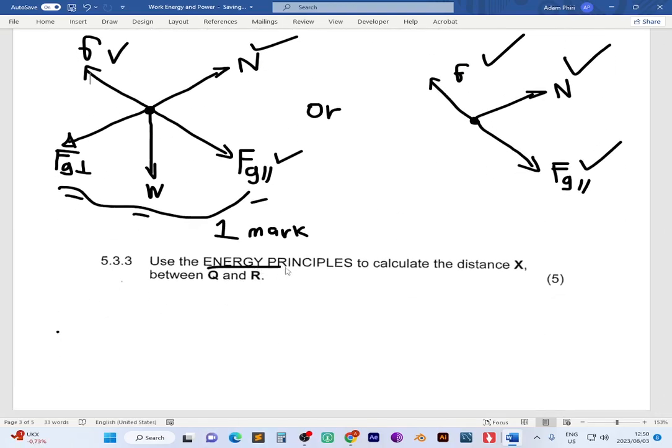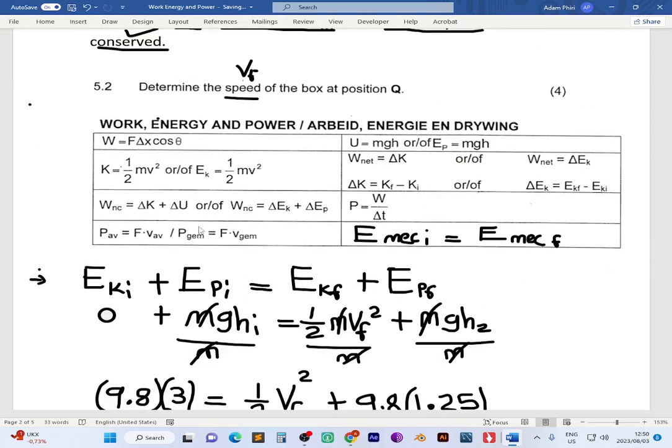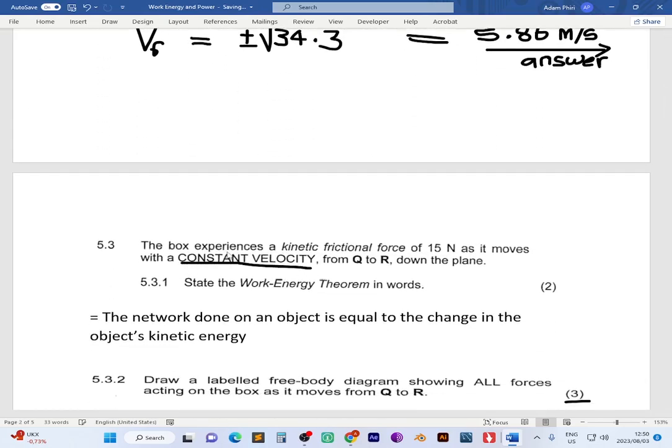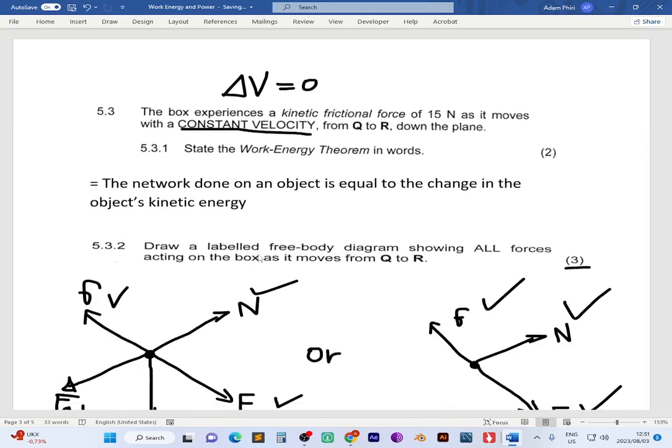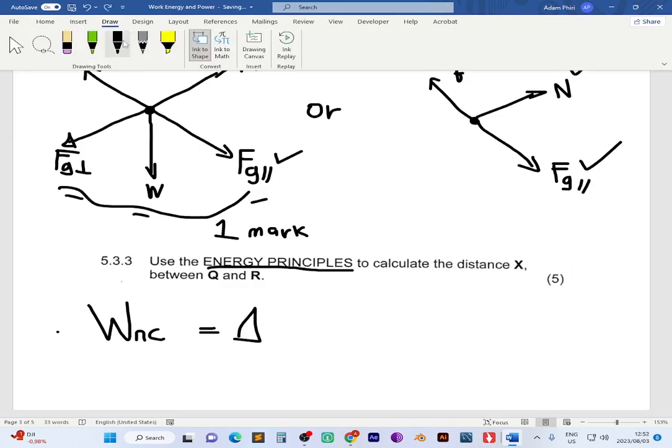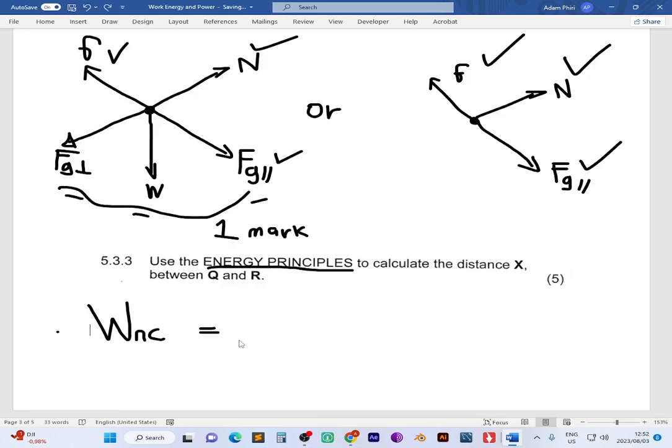And then, as you can see now, 5.3.3: use the conservation of energy. That's the problem. You must always remember to pause there. The constant velocity: when you have a change in velocity, it will be 0 for constant, because remember final and initial are the same. So when you subtract final minus initial, it gives you 0. So the work of the non-conservative force is equal to the change in kinetic energy.